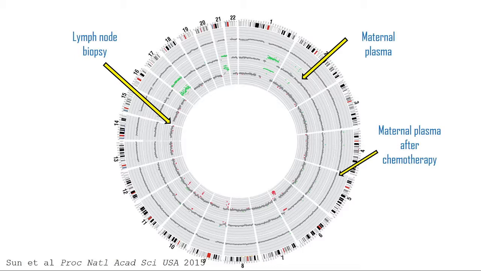She had chemotherapy, and you can see that we took a blood sample from her after the chemotherapy. You can see the plasma abnormalities were no longer there. And so it means that the abnormal DNA coming from the lymphoma was probably gone.